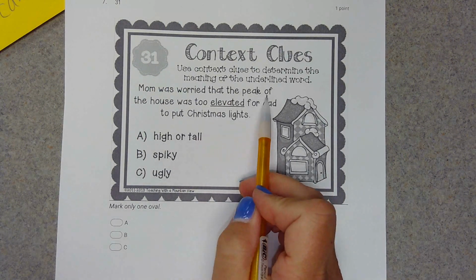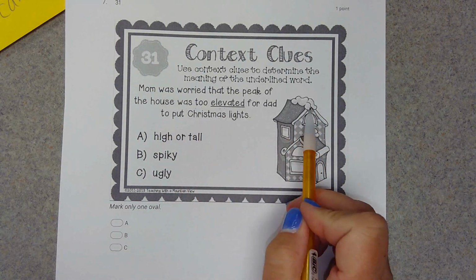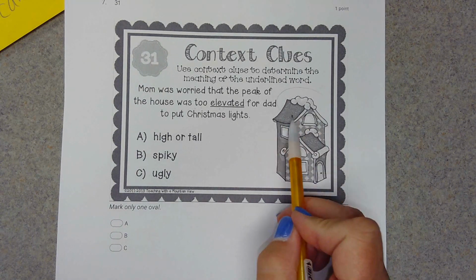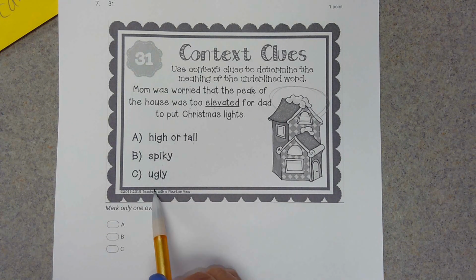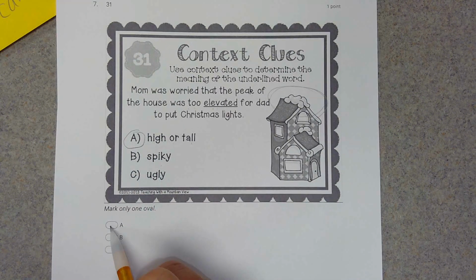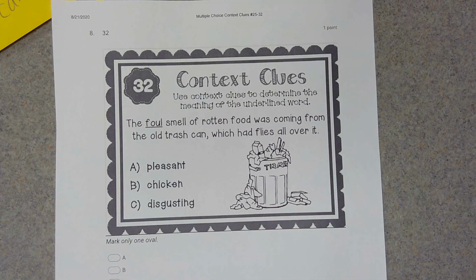Mom was worried that the peak of the house was too elevated for Dad to put Christmas lights. The peak of the house. High or tall, spiky or ugly? High or tall. I think that one's pretty easy. And I think we have one more.